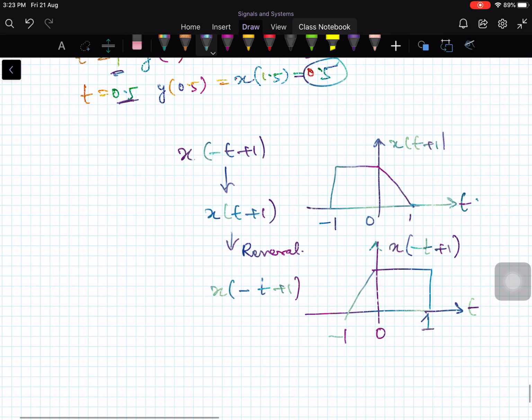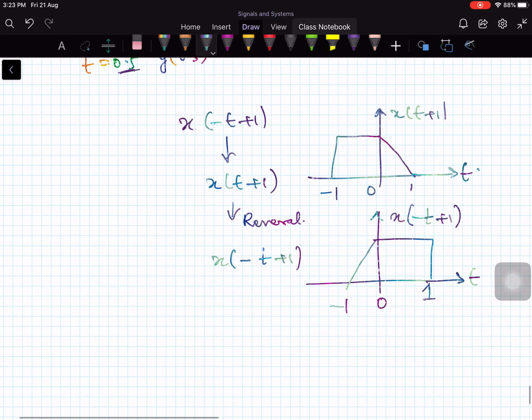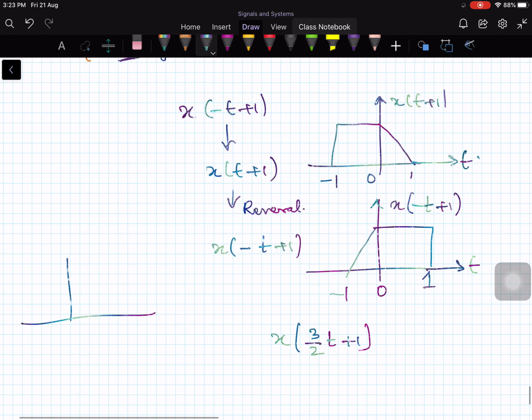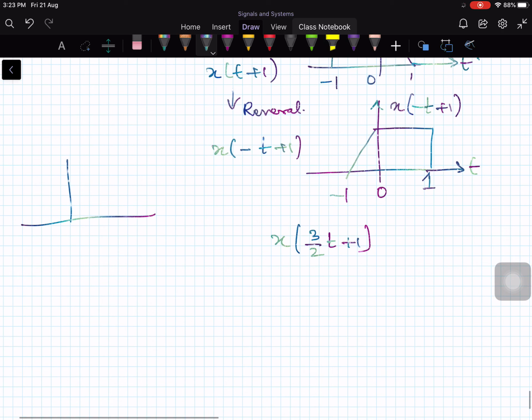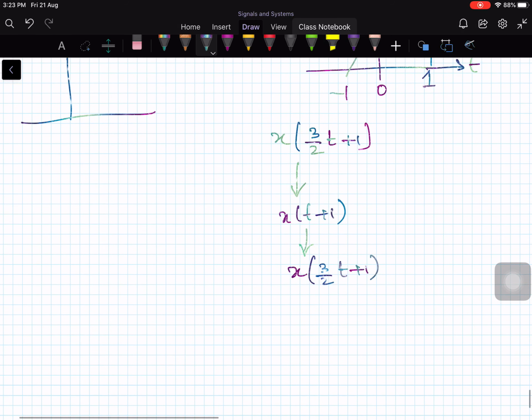Now I would like to find out x of 3 by 2 t plus 1. How do you do this? First you find out x of t plus 1 by the shifting operation. First you have to do time delay or time advance, and from that you scale the operation to get x of 3 by 2 t plus 1. So first this one is x of t plus 1.